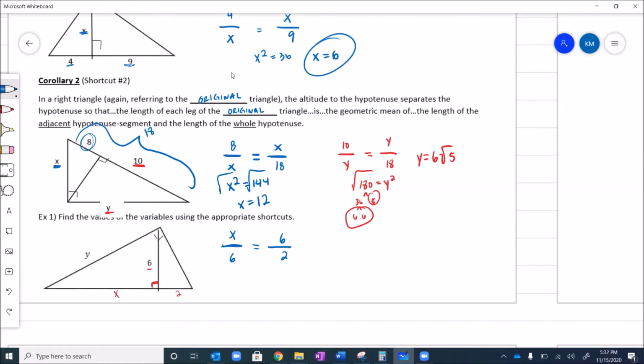So I can cross multiply. 2x equals 36. Divide by 2, x is 18. Now that helps me out in 2 ways. I know we talked about corollary 2, and you can use corollary 2 because it's nice and quick. But the other thing I want to bring to your attention is that this is a right triangle, so we can use the Pythagorean theorem to find y. Y is the hypotenuse. We could say 18 squared plus 6 squared should equal y squared.